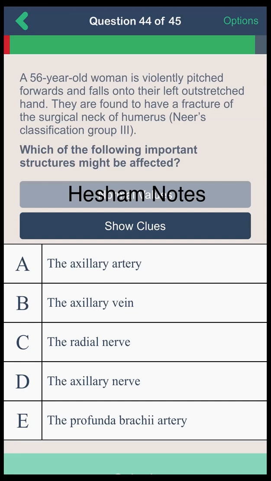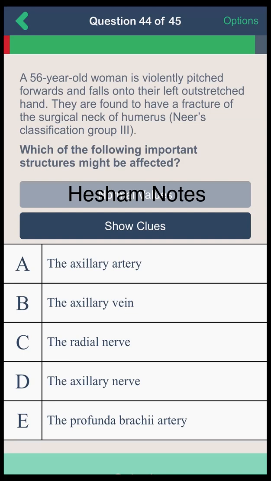Okay, this question, Neer classification of fracture humerus. A 56-year-old woman is violently pitched forwards and falls onto her left outstretched hand. They are found to have a fracture of the surgical neck, Neer classification group 2. We said at the surgical neck there's injury to the axillary artery, axillary nerve and vein. So D is the axillary nerve. Nerve is the most common and the most important. Axillary nerve is more commonly injured than axillary vein.